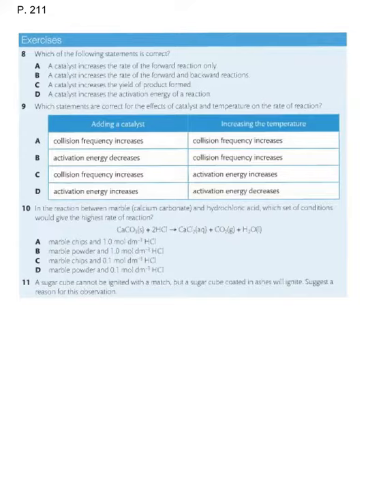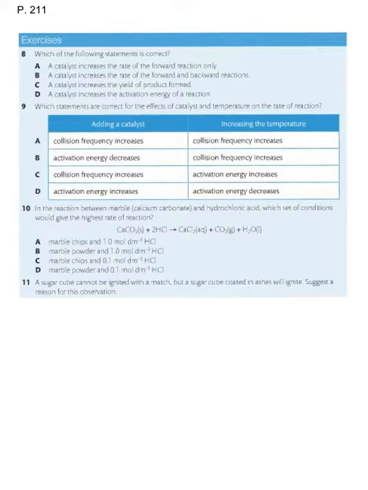Number 8 is asking about a catalyst. And one thing you have to remember with the catalyst is it decreases the activation energy. So that means the hill gets lower for both the forward and the reverse reaction. So when I look at these, I'm looking for the correct statement.